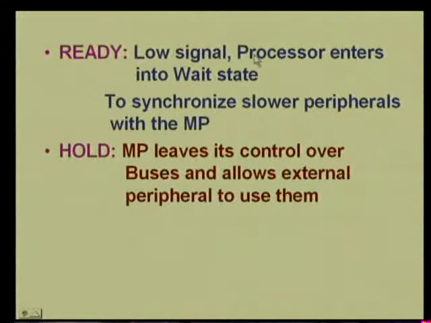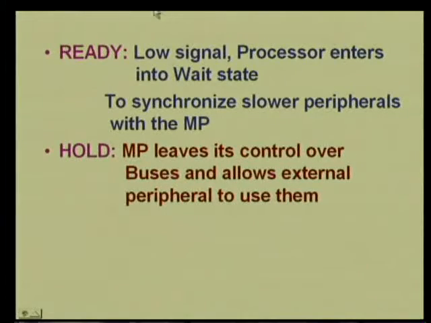Then the processor accepts this active low ready signal and remains in its wait state without doing anything. When it receives an active high signal over this ready pin, only then will the processor further perform its operation. That indicates that the peripheral is now ready to communicate with this processor. So in this way the ready signal can be used to synchronize slower peripherals with the microprocessor.